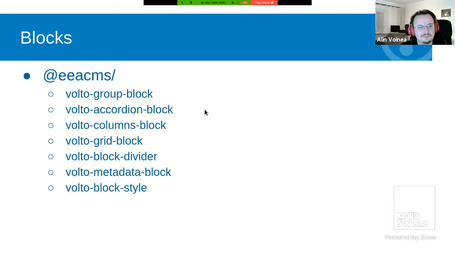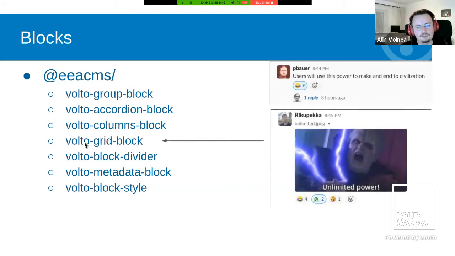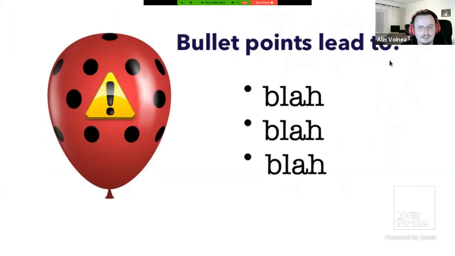So the blocks: we have the group block, we have the accordion block, we have the grid block, we have the block divider, metadata, block styles, and watch out, this one will make the end of the civilization. Yeah, I know, bullet points, blah blah blah.